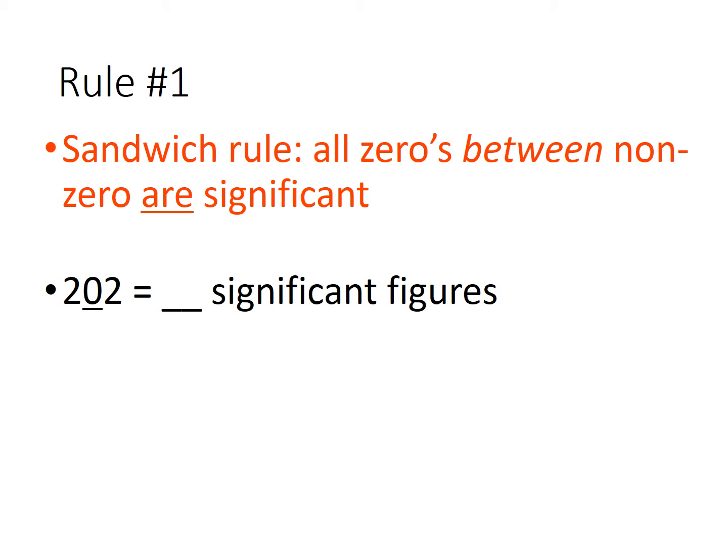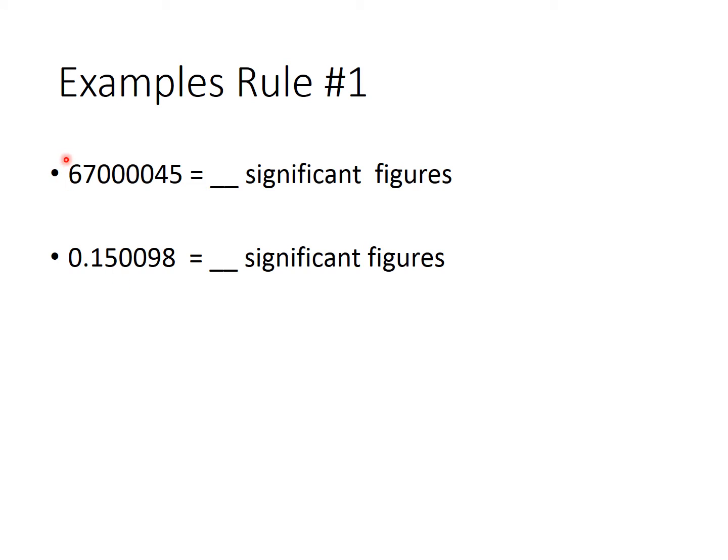Now rule number 1 talks about zeros. This 0 right here, 202, the tens place 0 is a sandwich 0 because it's between 2 other non-zero numbers. Anything between 2 non-zero numbers is significant. So since it's significant and the others are significant, there are 3 significant figures here. Here are some other examples. 67000045. All of these zeros in the middle are sandwich zeros, which means they're all significant. So that means we have 8 significant figures in this number.